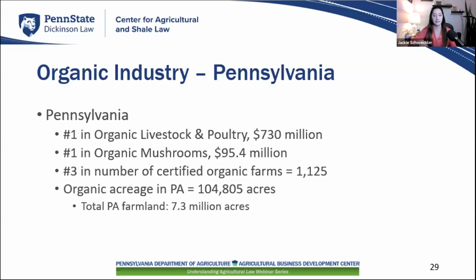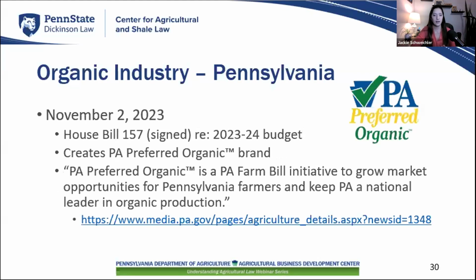Meanwhile, the state has in total 7.3 million acres of farmland. So we have a lot of acreage, that 100,000 acres, that's at risk from drift. And then we have even more acreage that's at risk for liability. I left this slide to emphasize Pennsylvania's commitment to organic with its relatively new PA Preferred Organic brand.